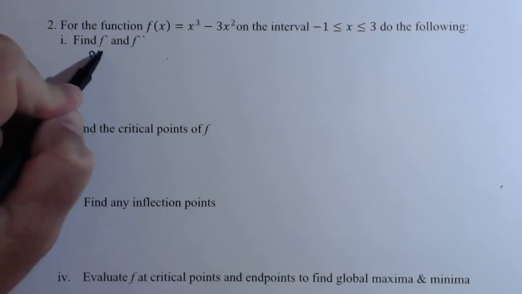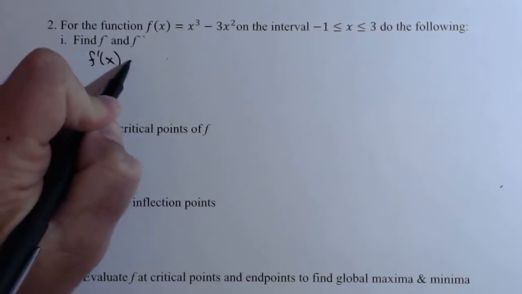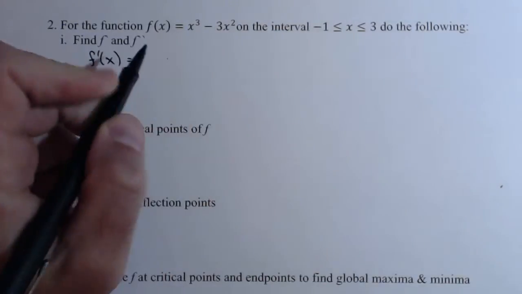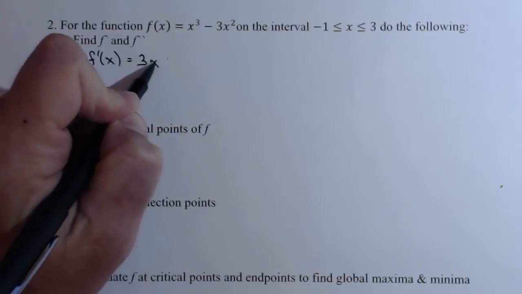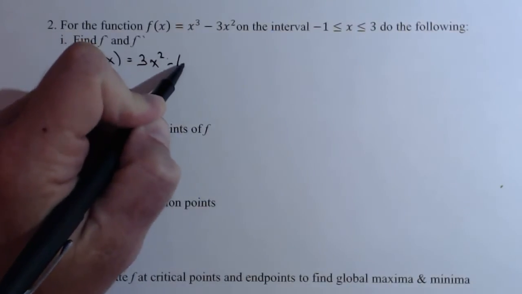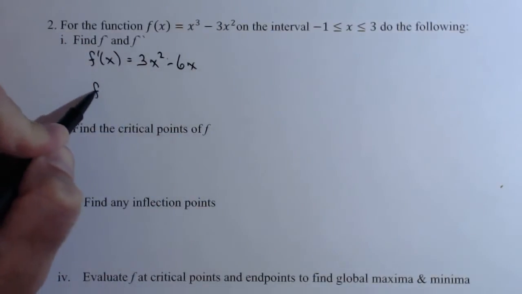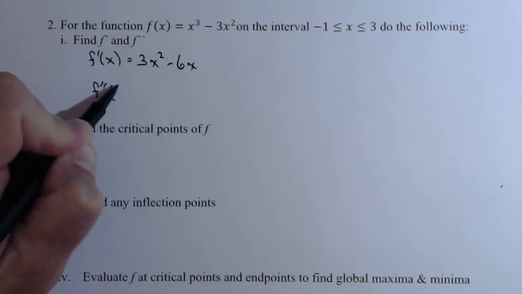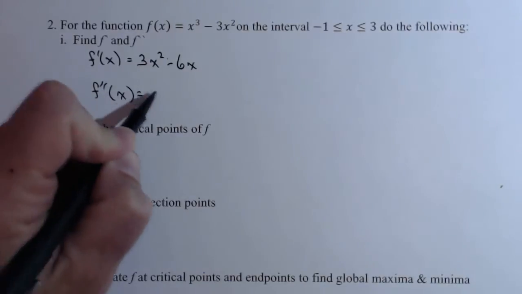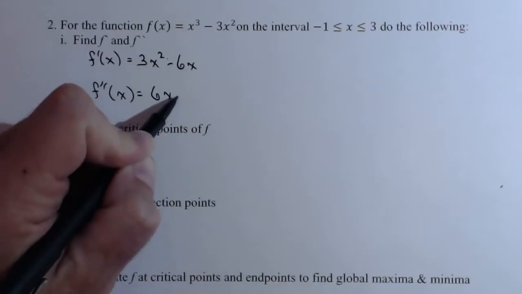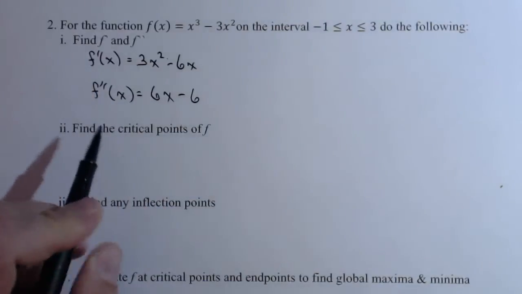So f prime of x was just the power rule twice. So we'll have 3x squared minus 6x. And for the second derivative, again, just the power rule a couple times, 6x minus 6.